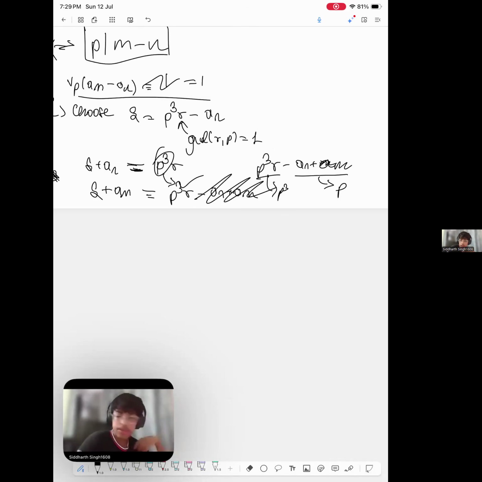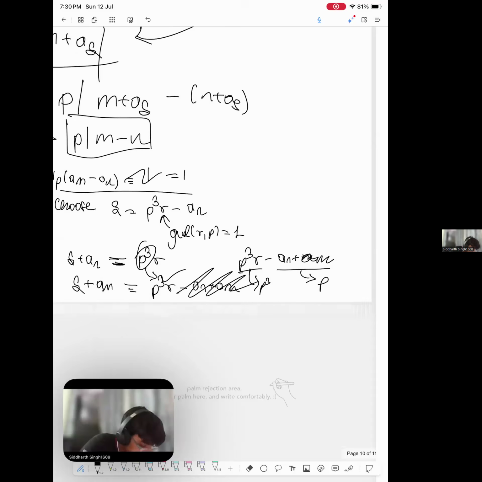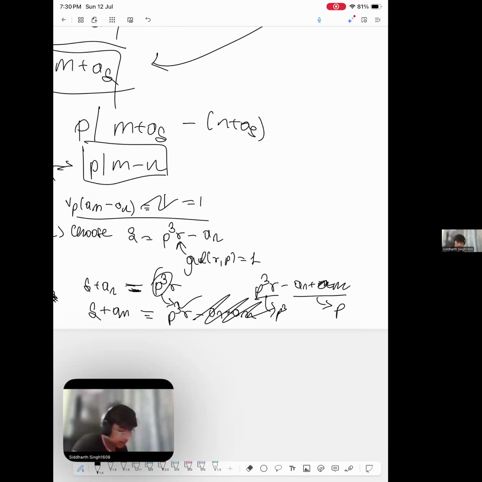So, just consider an example for this case. It's not really hard to prove, but I like to demonstrate with an example. Suppose 5 cube minus 5. What's the highest power of 5 dividing this? Anyone? Please answer this. 1.